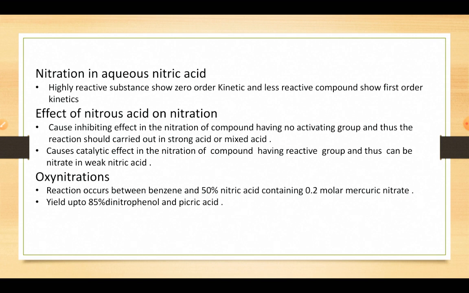Oxynitrations. Oxynitration reaction occurs between benzene and 50% nitric acid containing 0.2 mole mercury nitrate. The yield is up to 85% dinitrophenol and picric acid.